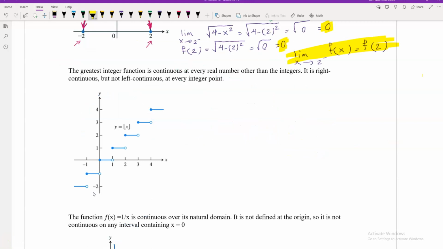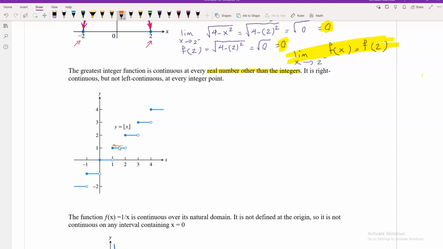Now here on this part, the greatest integer function is continuous at every real number other than the integers. It is right continuous, but not left continuous at every integer point. For example, the limit of our function as x approaches 1 from the right is equal to 1. And we also have the same answer for the function value. So f of x when x is equal to 1 is equal to 1.